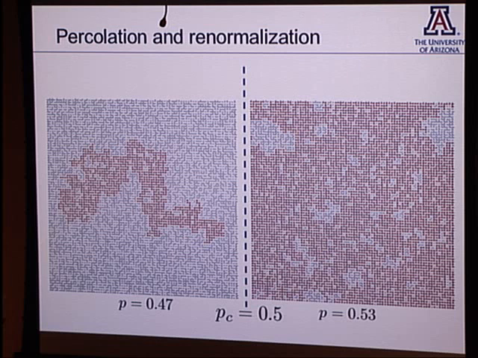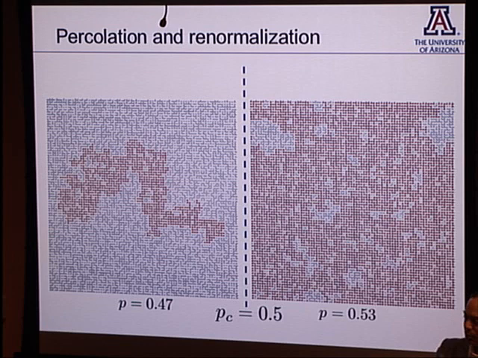So let's take a square grid. Take a square grid and visit every bond, every edge of that square grid, and toss a coin. If the coin comes up head, you draw that bond. If it comes up tail, you erase that bond. And let's say that head comes up with probability P and tail with probability 1 minus P.